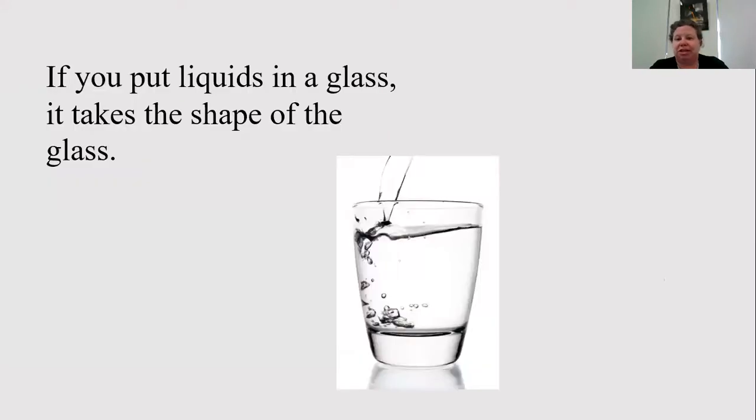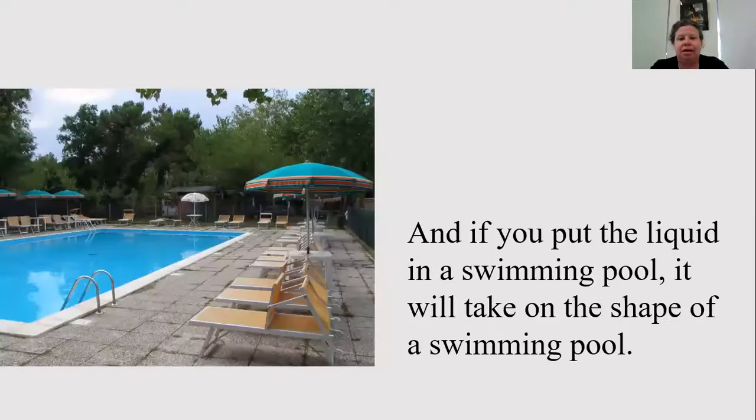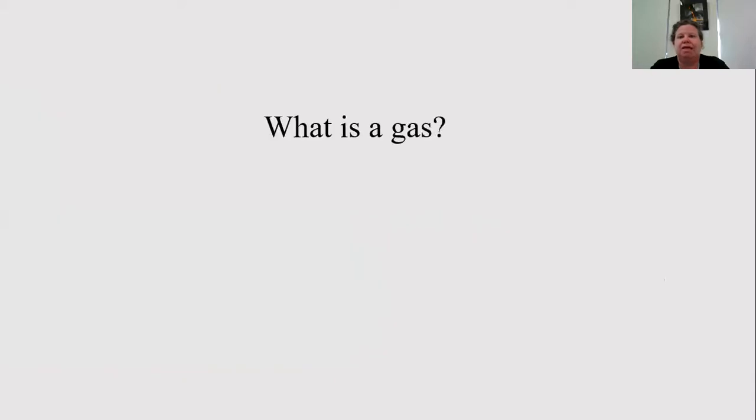So do you see in this picture how the glass is kind of square shaped? And then look at this picture of the swimming pool. Do you see how it's a rectangle shape? That's what we mean by liquids take on the shape of their environment. They move around pretty easily.